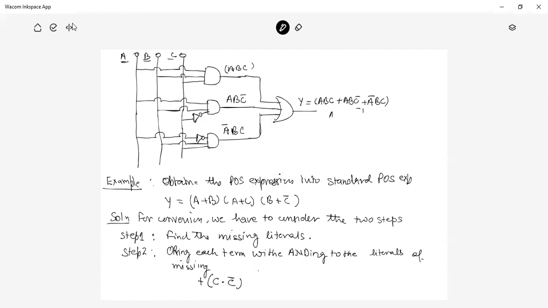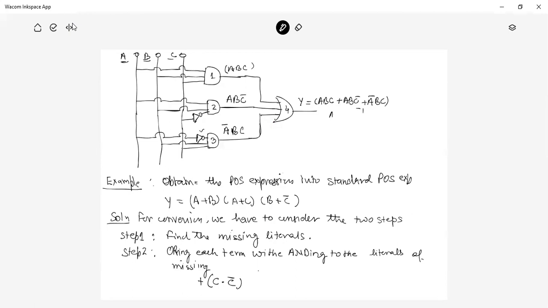So A, B, and C, these are something like this. And A bar, that is, A line is here, and this A line is connected with a NOT gate. So it is A bar. So again, we have 3 AND gates, and these outputs from these AND gates are coming to the fourth, that is the OR gate, and here it is the final output.